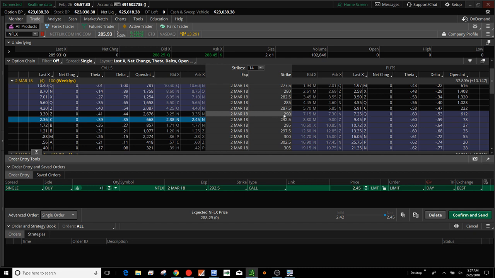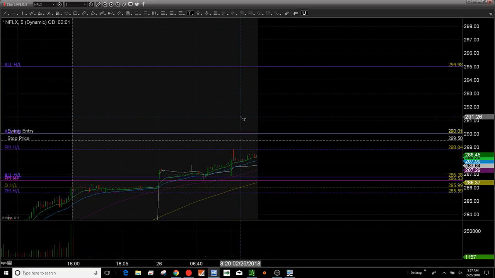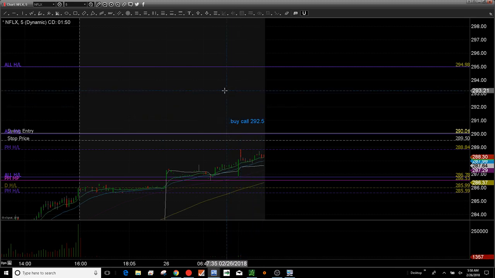where Netflix goes above maybe 290. This would be more expensive. The deltas would change a little bit here when we enter this trade, because it'd be closer to going over 290. So we might have to make a little bit of adjustment here. Okay, but we'll be looking at 292.50s on Netflix. Okay, so if we make a little note here, buy call 292.5 on Netflix.